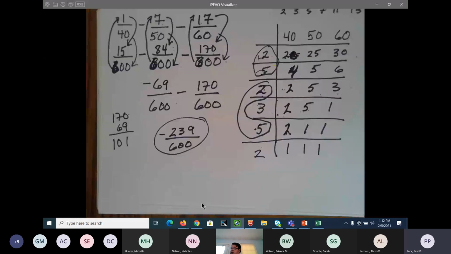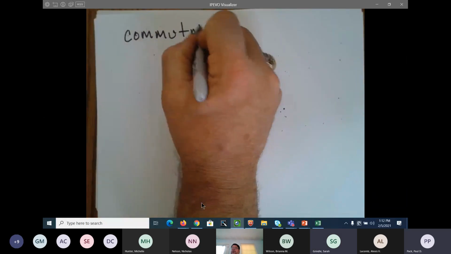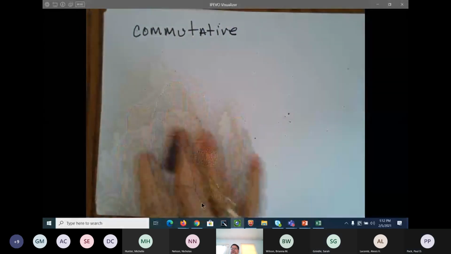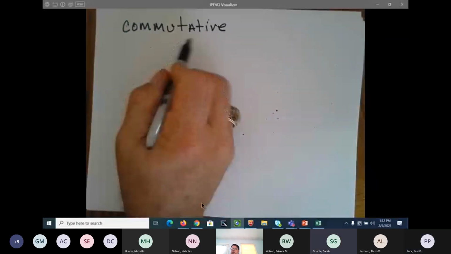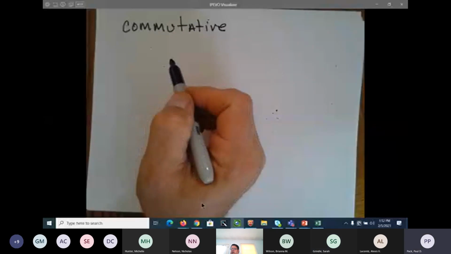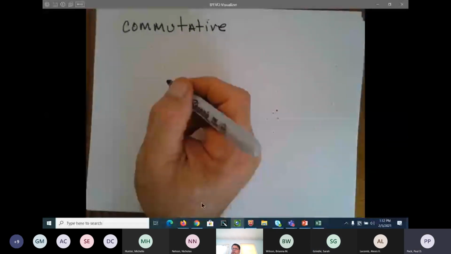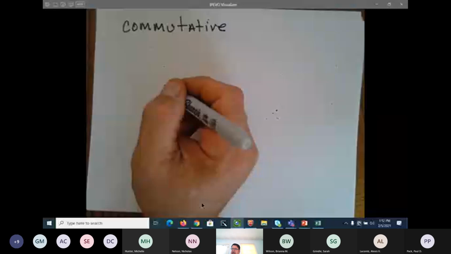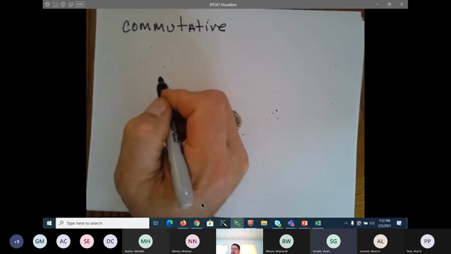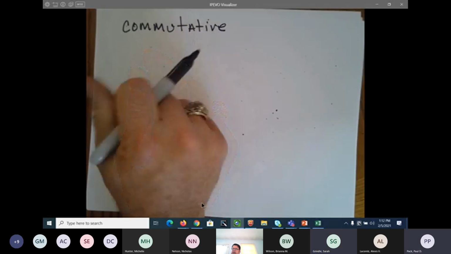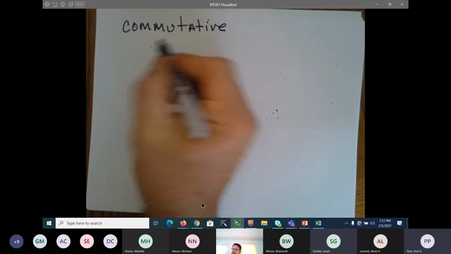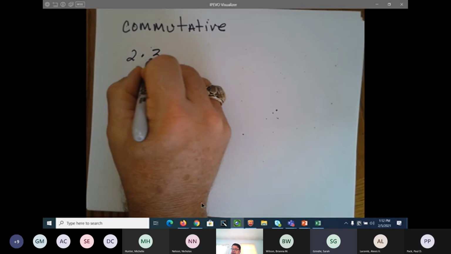Okay, thank you. Commutative. What does commutative mean in mathematics? Anybody want to take a guess at it? That they work together. Kind of together, but that's not exactly what it means. Separate but equal. 2 times 3 is equal to what?